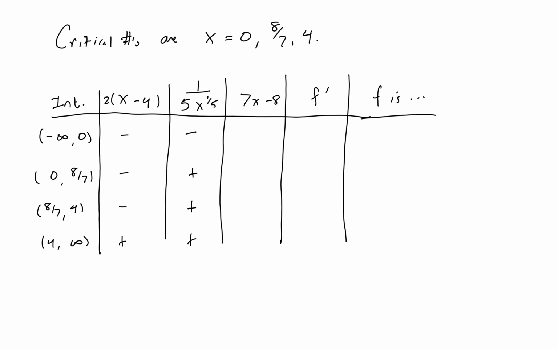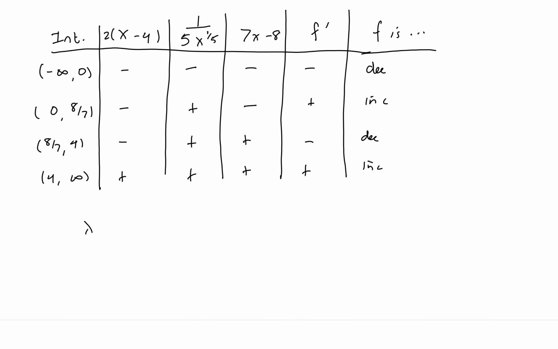This is negative, positive, positive, positive. So remember, we're just picking something in the interval. So for example, for 0 to 8/7, I could just pick 1 in there and plug it in. And so I have 1 over 5 times x to the 1/5, which is just 1/5, which is positive. And this is negative, negative, positive, positive. This becomes negative, positive, negative, positive. So this is decreasing, increasing, decreasing, increasing.